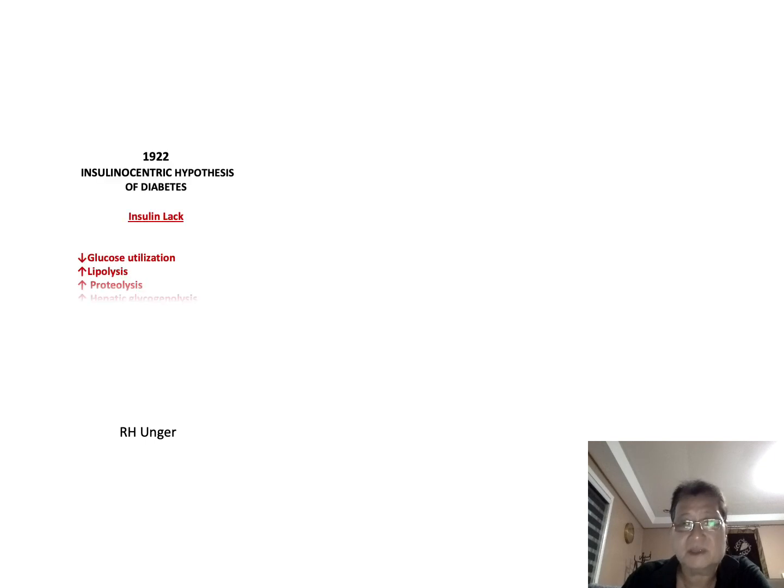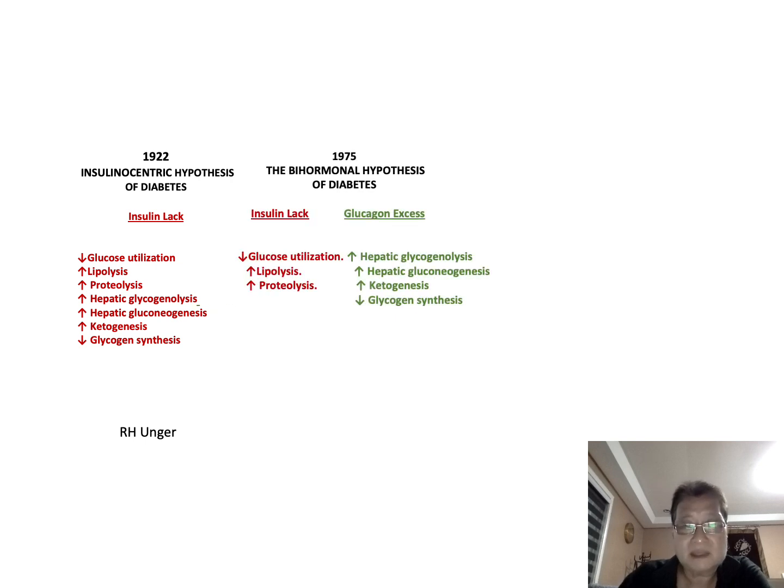Okay, let us now review briefly the role of glucagon in the pathogenesis of diabetes and the changing dogma since the discovery of insulin. In 1922, after the discovery of insulin and its successful use in the clinic, insulin was considered the major hormone and maybe the only one that is involved in the pathogenesis of type 1 diabetes.